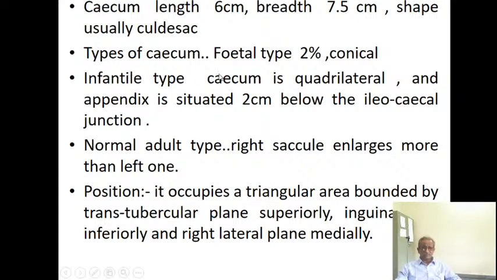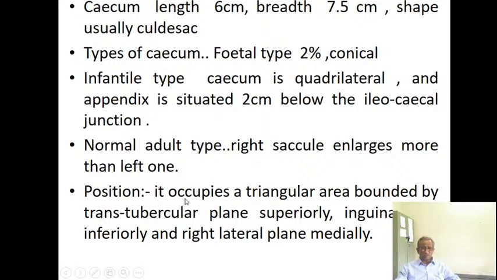Types of cecum: fetal type, it is conical, that is the end of the cecum. I told you, sometimes it is sacculated, a right saccule and a left saccule, usually 90%, whereas it may be conical, it is a fetal type, and infantile type it is quadrilateral, and then normal adult type is sacculated. The right saccule is more enlarged than the left saccule.